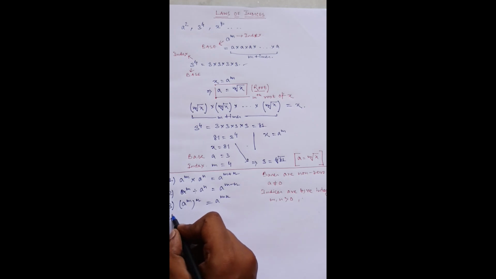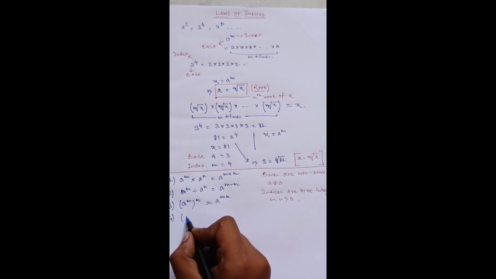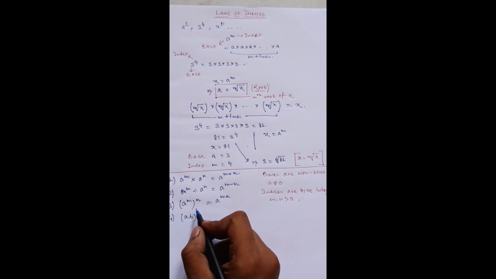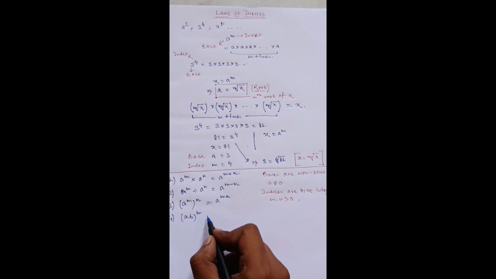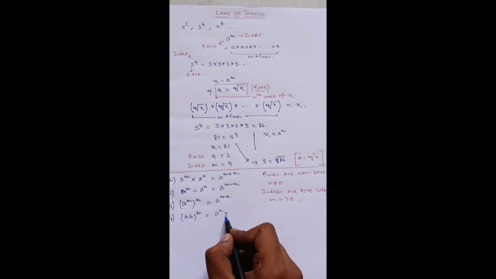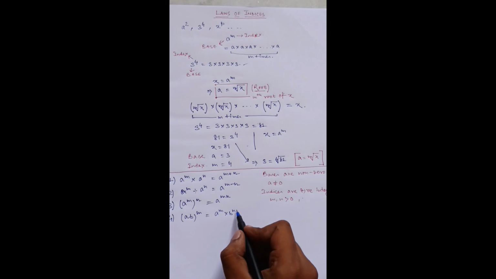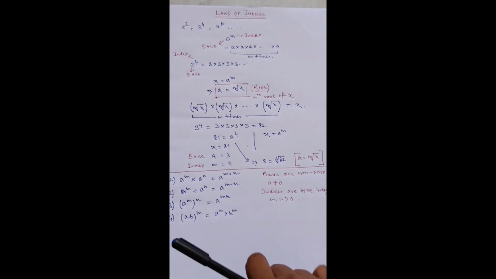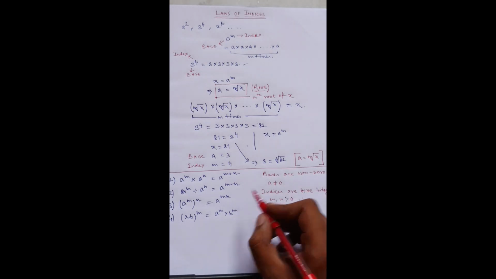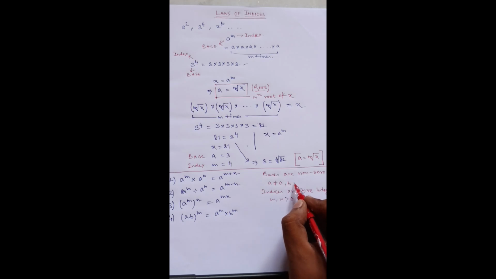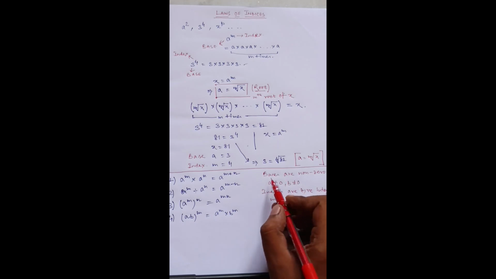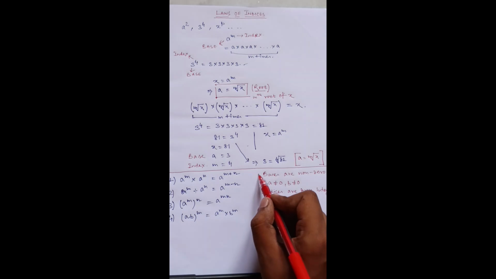Fourth one: a and b, both in multiplied form. A and b whole to the power m is equal to a to the power m multiplied by b to the power m. So here we add another number, a is not equal to 0. Here we get another base, so b is also not equal to 0. We need to remember bases are always non-zero for these formulas.